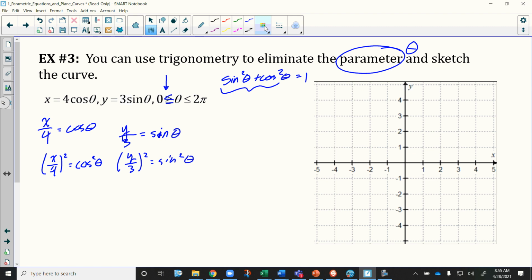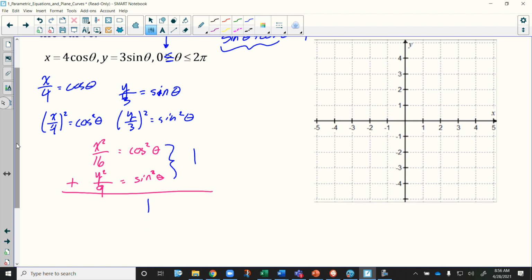So x over 4 squared would just be x squared over 16 equals cosine squared of theta. And y over 3 squared is going to be y squared over 9 equals sine squared of theta. And I'm going to just add these together. So together, these two bits here, sine squared and cosine squared, that just makes 1. There's your trig identity. And by creating that trig identity, we have successfully eliminated the theta parameter. And I'm left with 1 being equal to x squared over 16 plus y squared over 9.